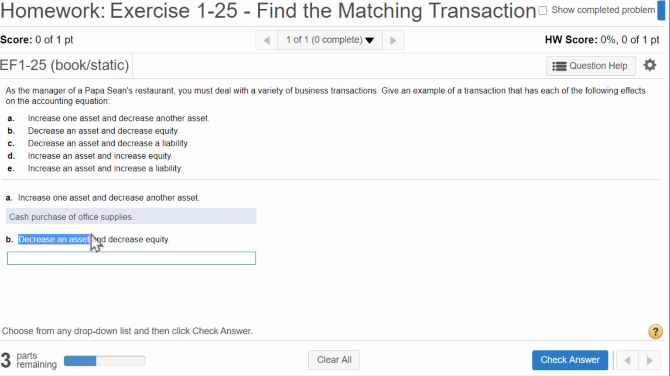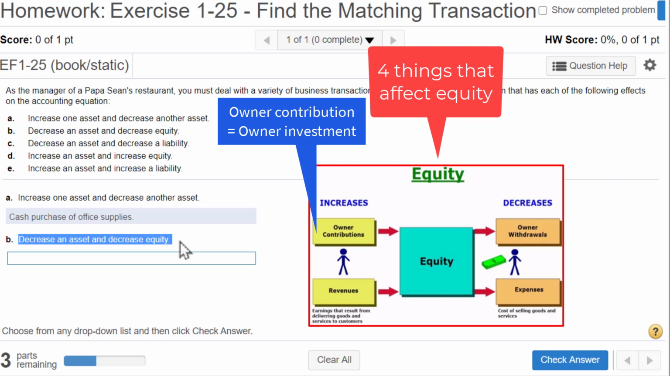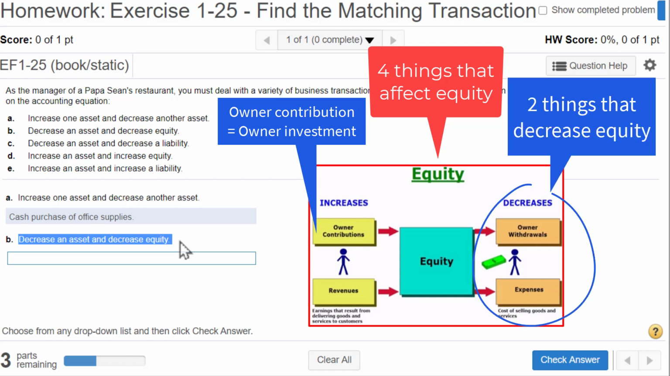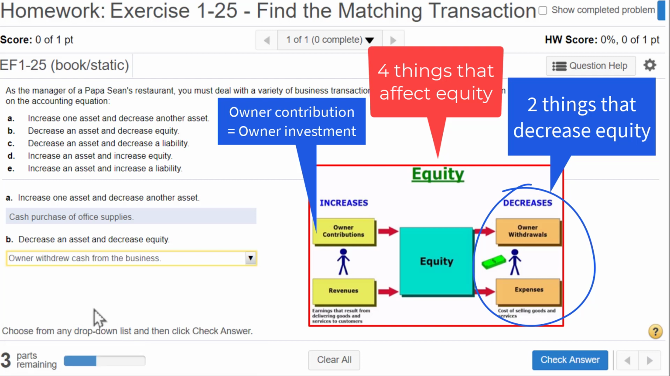Transaction B, we decrease an asset and we decrease equity. This one's a little more challenging. We have less assets, but we also have less equity. What kind of a transaction would cause that? Would a draw cause that? You decrease cash because the owner is going to spend it on himself or herself, and therefore it's a draw, because remember, draws decrease equity. Let's see if we got a draw in here. Owner withdrew cash for business. Cash is going down, and withdrawals decrease equity. So that makes sense.